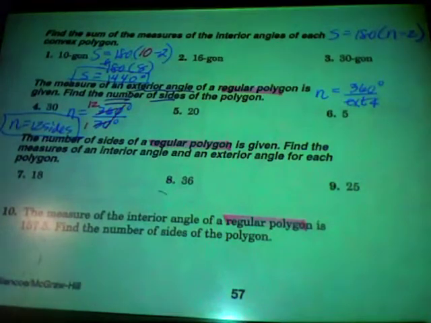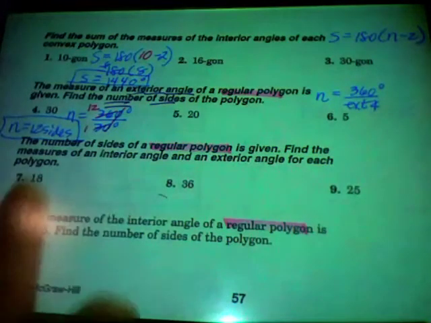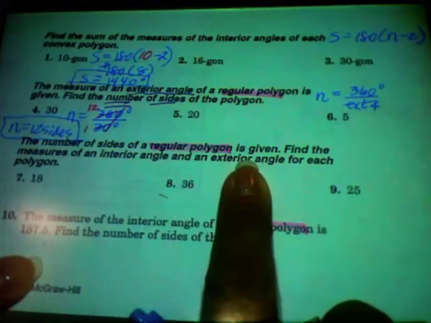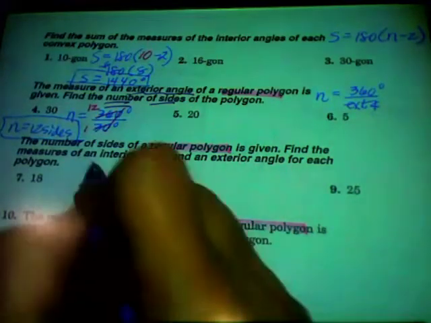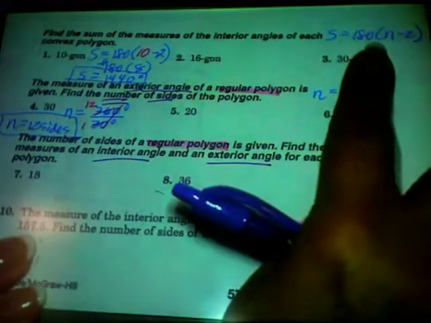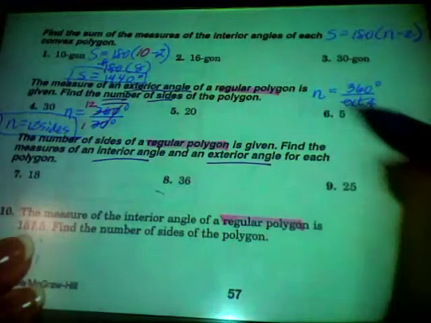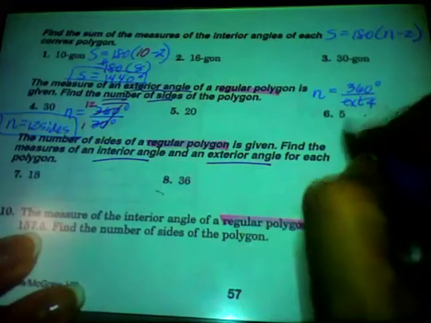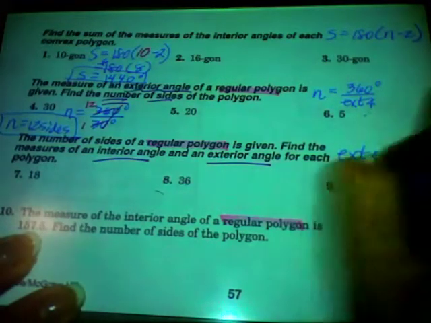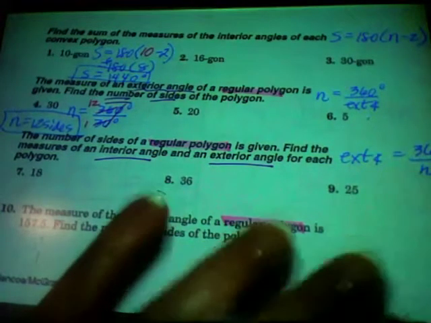By the way, I can reverse this also. If they give me my number of sides, which they're going to do right here, so the number of sides of a regular polygon is given. Find the measures of an interior angle and an exterior angle. Go for the exterior angle first. It's the easiest one to find. I would not use this sum angle theorem right here at all. So this time, I'm going to switch these two around. Couldn't I take my external angle? Wouldn't it be equal to 360 degrees divided by n, the number of sides?